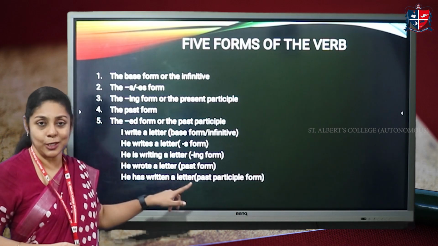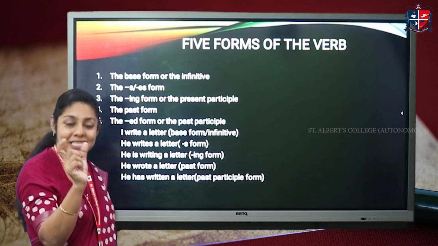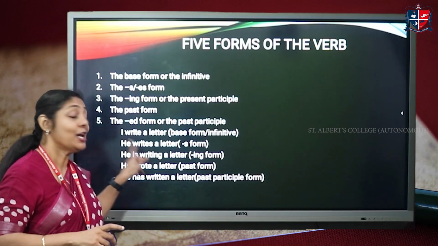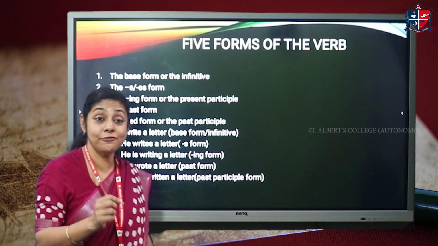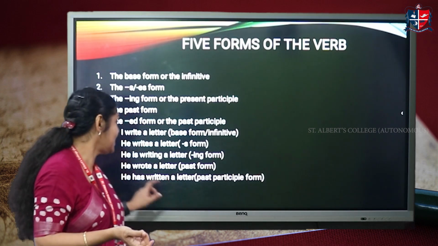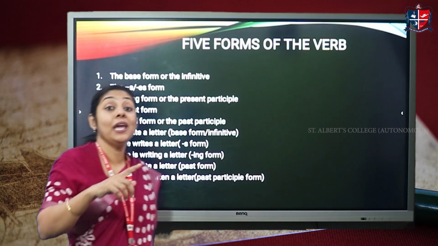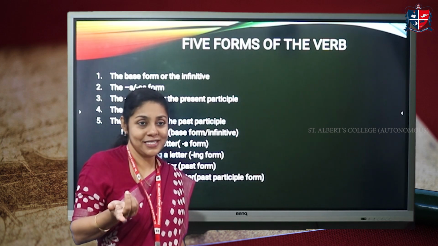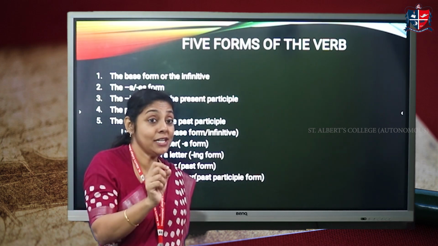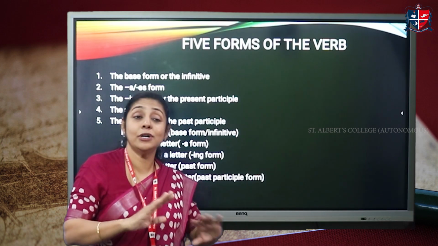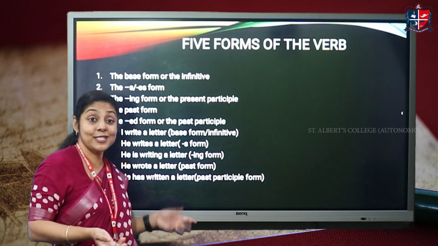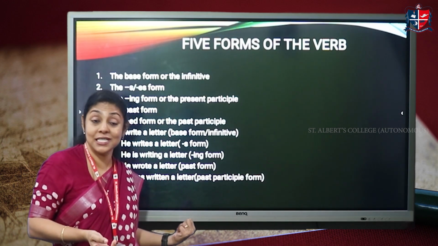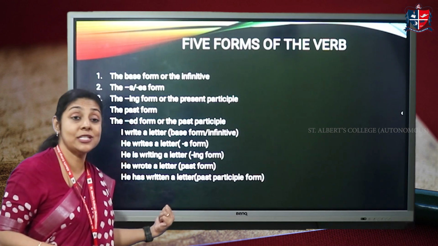Now look at these sentences. I write a letter. It's a base form, right? Write is the bare infinitive. He writes a letter. That's the S form, right? Then we have the ing form. He is writing a letter. Then we have the past form. He wrote a letter. See, it's not the ed form. For certain verbs, we have ed. For certain verbs, it is a different form altogether. He has written a letter. That's the past participle form, right? So here also, it's not the ed form.